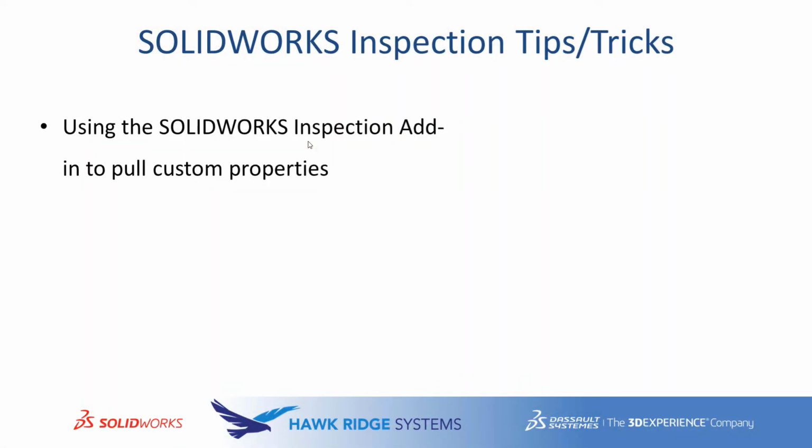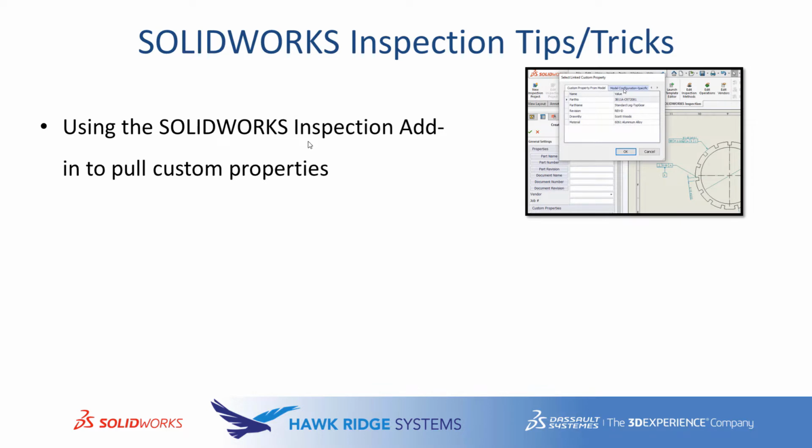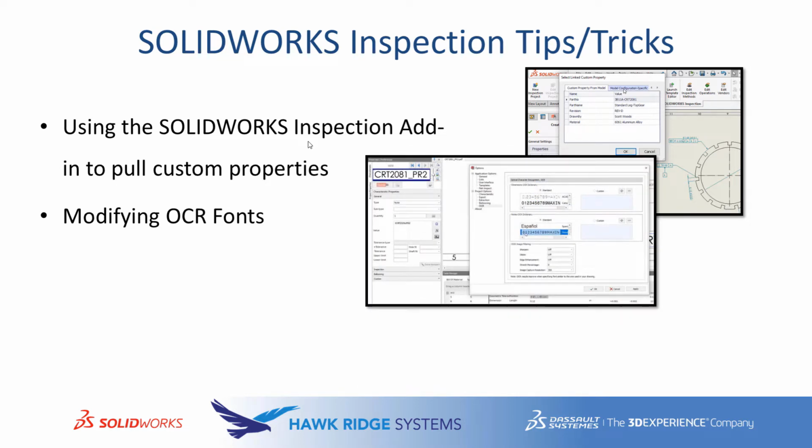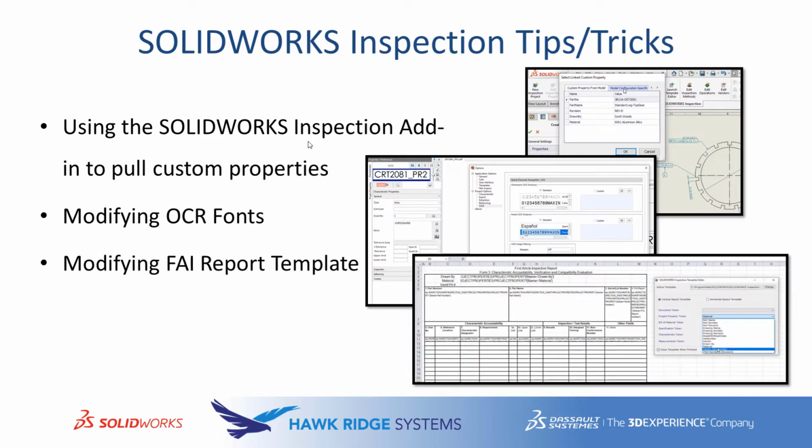Using the SOLIDWORKS inspection add-in to pull custom properties from the SOLIDWORKS model and drawing in order to automate some of the FAI first article inspection report. Modifying OCR, optical character recognition, fonts in order to automatically translate text. And modifying the FAI report template in order to pull custom data.